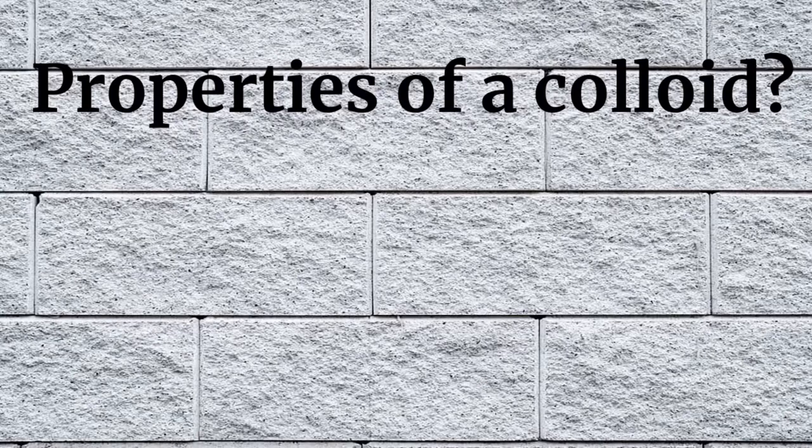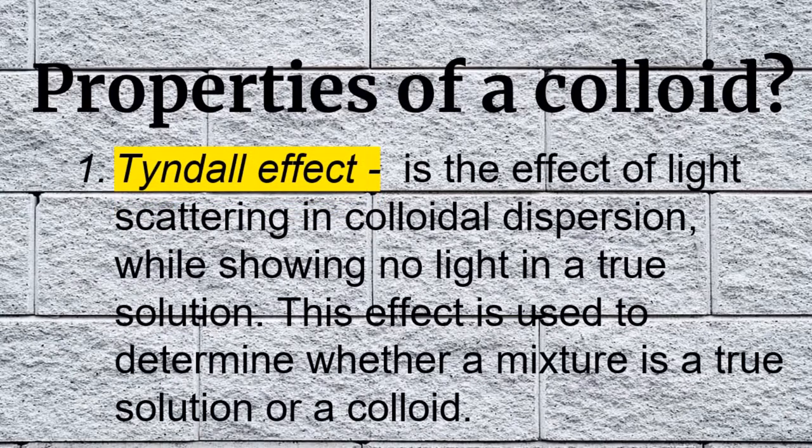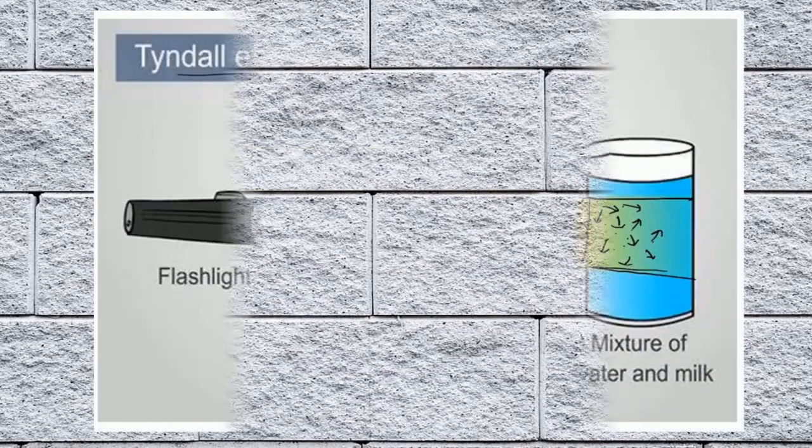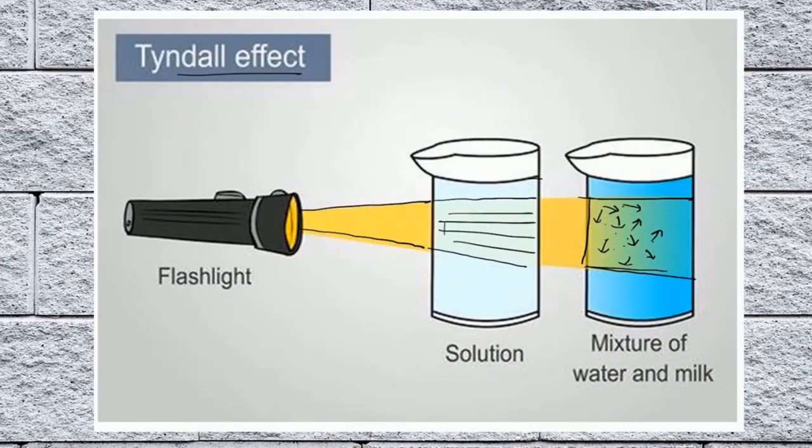Colloids have properties. First, the Tyndall effect. The Tyndall effect is the effect of light scattering in a colloidal dispersion, while showing no light in a true solution. This effect is used to determine whether a mixture is a true solution or a colloid. This is how the Tyndall effect works.